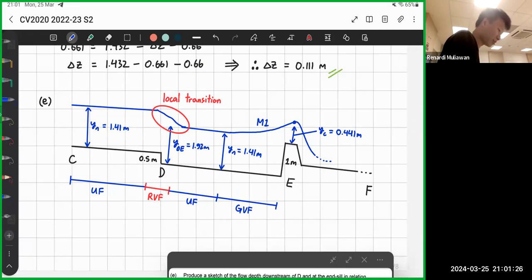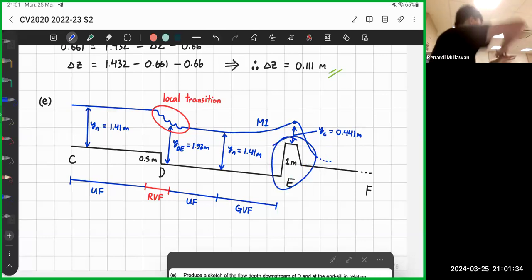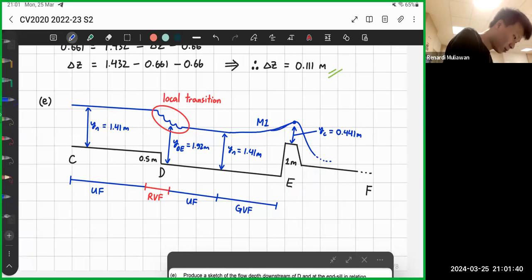But this one is not M2, not S2. For this one, you must draw M1, because it's high enough to be considered a spillway. This one is M1. This one I don't draw because it doesn't require it. But for example, this is M, right? I think you know the continuation, right? M3, hydraulic jump.